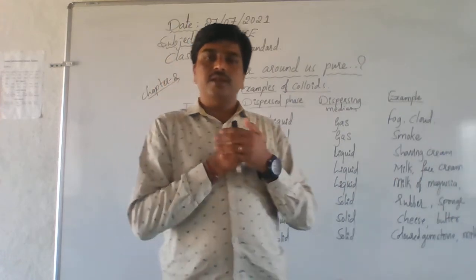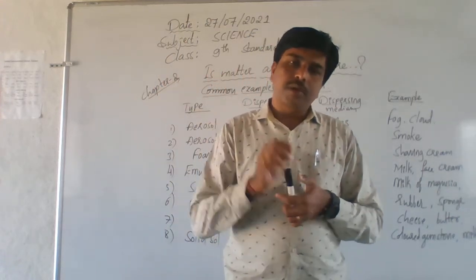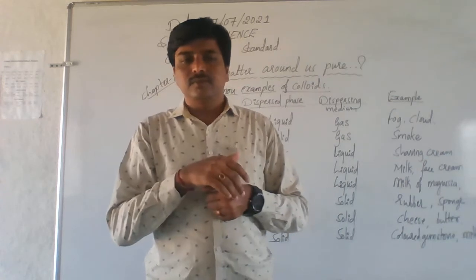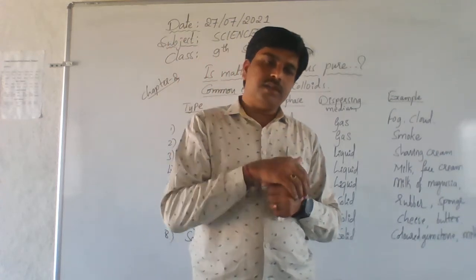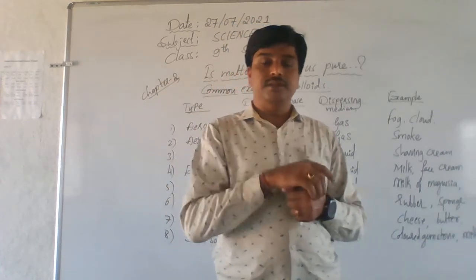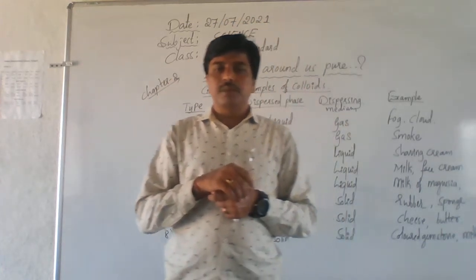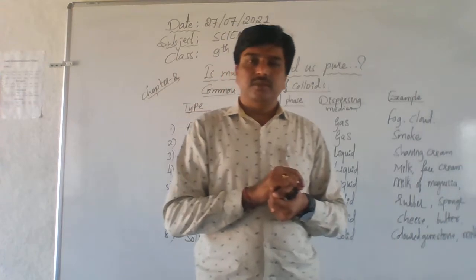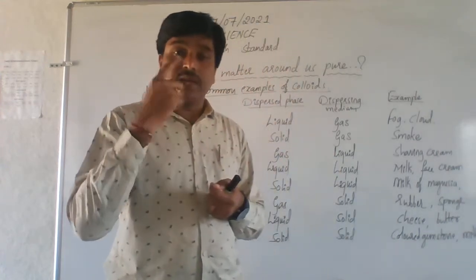In the case of colloidal solutions, or colloids, the particles are very small. That means the size of the particle is 10 raised to minus 9 to 10 raised to minus 7 meter. So the particles are very small. They also cannot be seen with our naked eye.